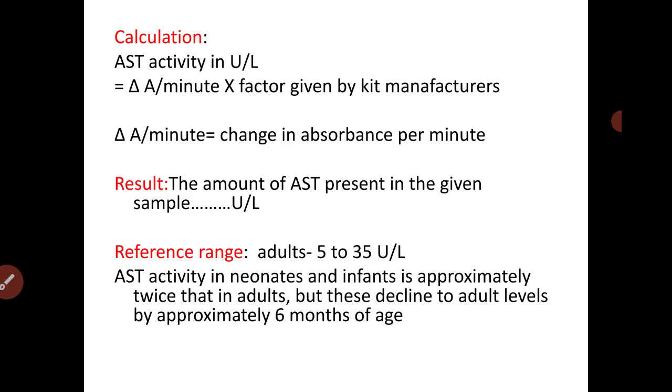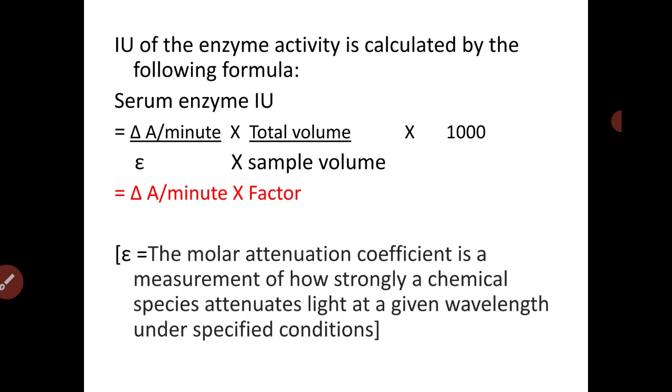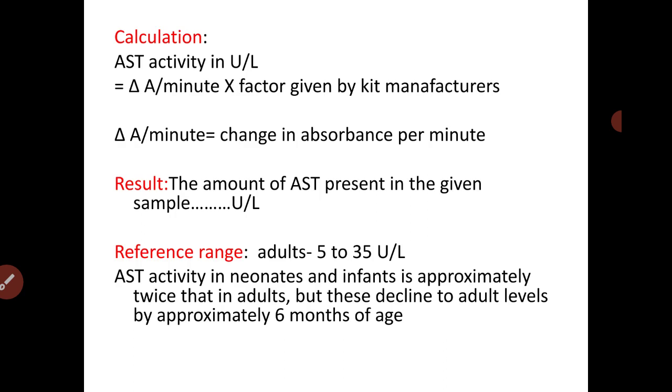Okay, so finally what is the formula used for calculation here? It is the delta absorbance per minute into factor. Now how do we derive this factor? We derive this factor from the molar attenuation constant, total volume, and sample volume. This is done by the manufacturers. They will substitute all those values and only give you the factor. What the semi-auto analyzer does is multiply the change in absorbance with this factor, and it will finally give you the concentration of the enzyme activity.